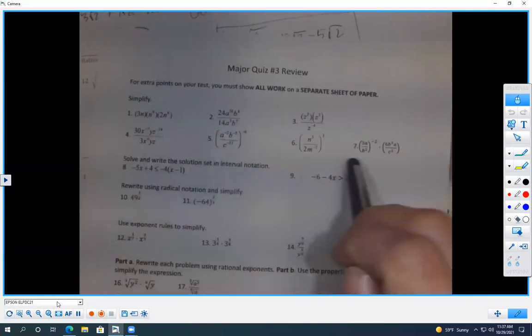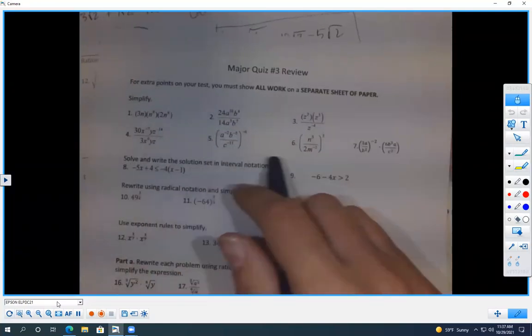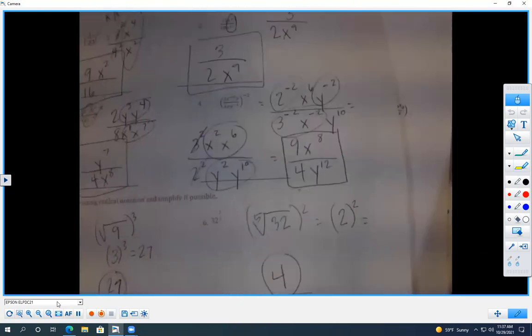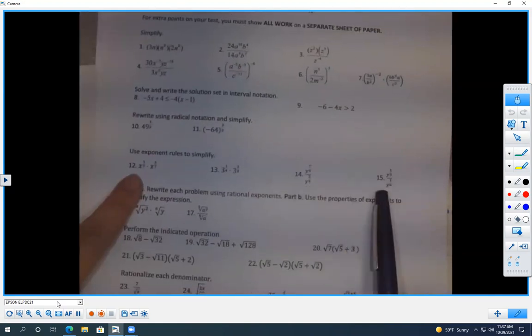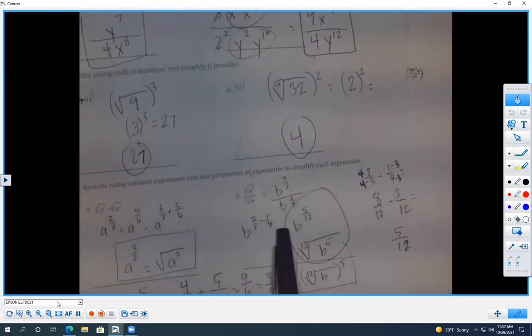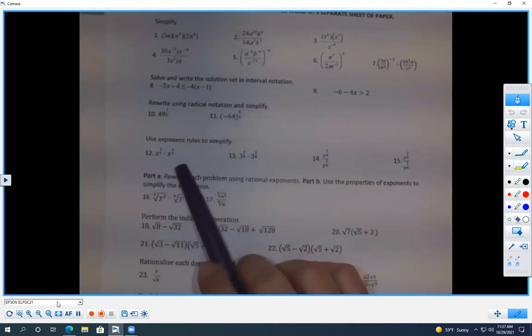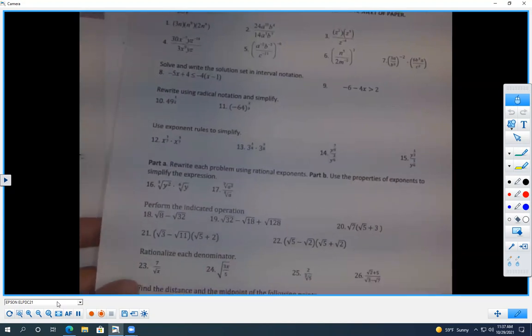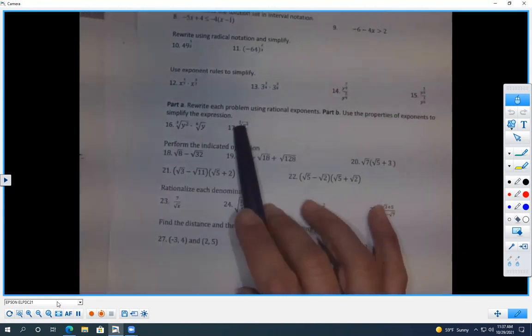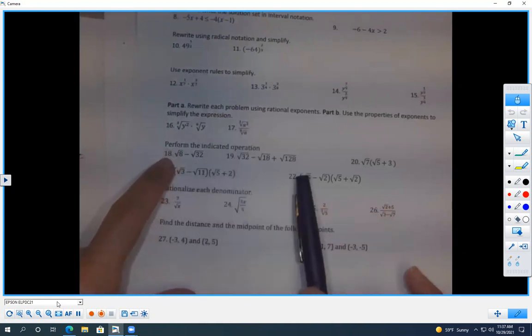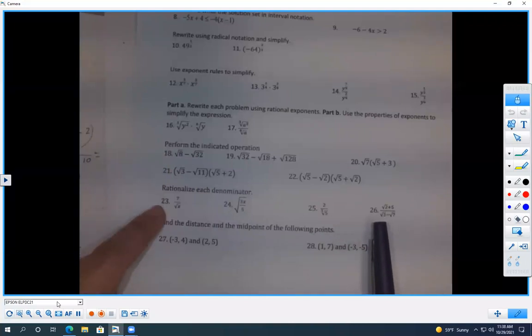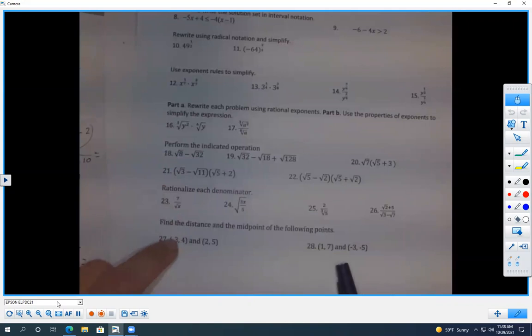But if you look over it, 1 through 7 is all exponent rules. 8, 9 is the inequalities. 10 and 11 is just like 5 and 6 that we just did. 12 through 15 is an easier version of 8 and 9 because it's already written in rational exponents, all you have to do is add them or subtract them. And a lot of them have a common denominator. 16 and 17 is exactly like 7 and 8 we just did. 18 through 22 is all adding, subtracting, multiplying. And then 23 through 26 is the rationalizing. And then 27, 28 is the distance formula and midpoint formula.